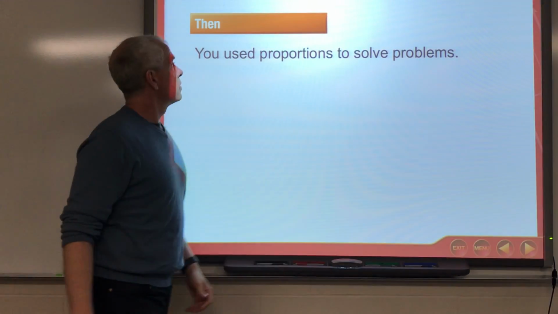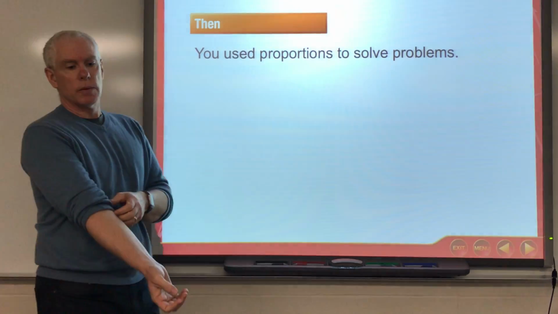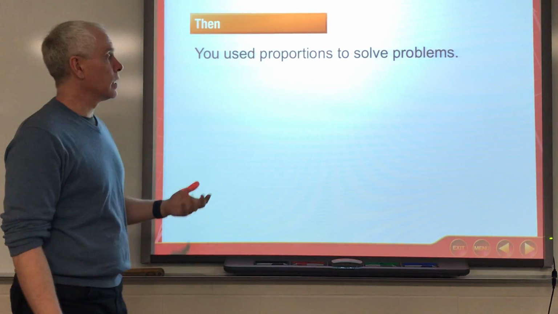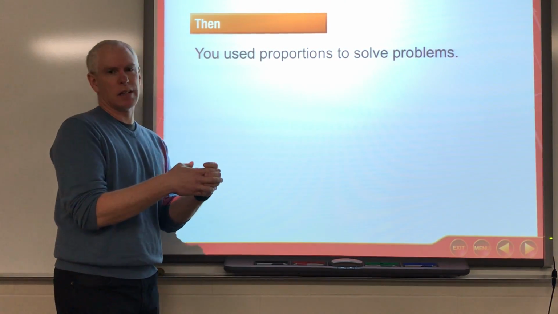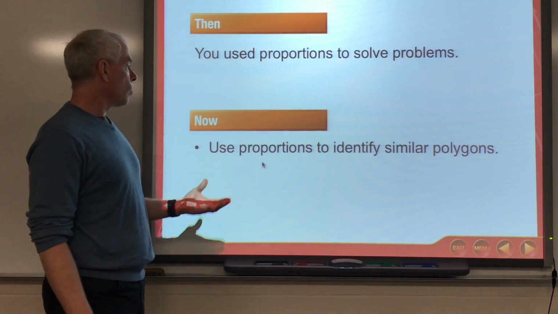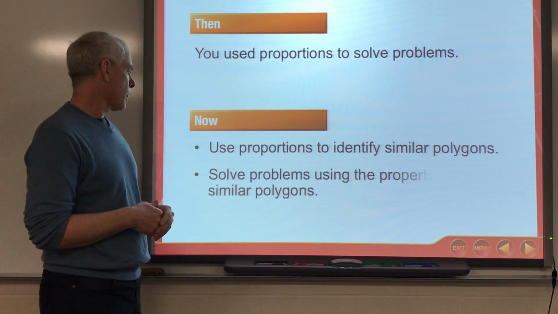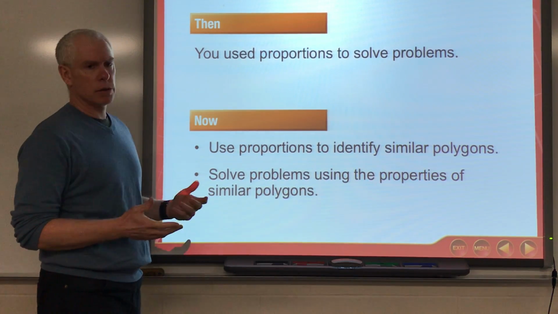All right, you guys. So section 7.2, similar polygons. We talked a little bit about ratio and proportion yesterday. Now we're going to take those concepts and apply them to polygons. So we use proportions to identify similar polygons. That's what we're going to do today, and solve problems using the properties of those similar polygons.